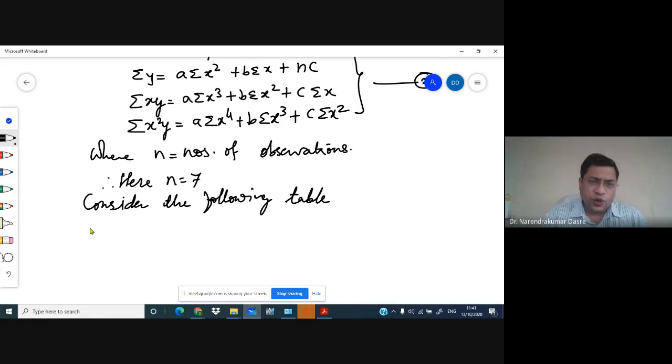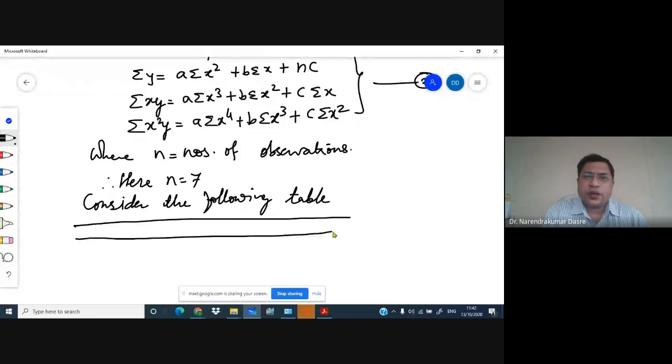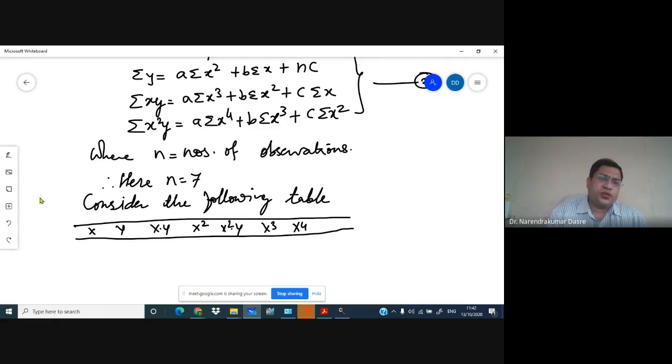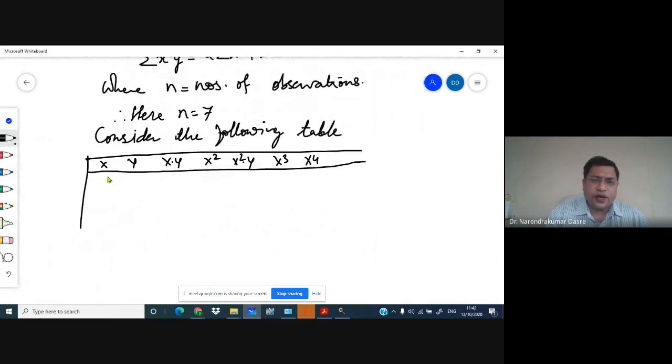So see the first equation. I need to know summation x, n is given. That means I want the x column. Then I need summation y, so I need the y data. Then I need x into y, then x square, then x square into y. Then I need x cube and x raised to 4. So these are the columns that we need to find.